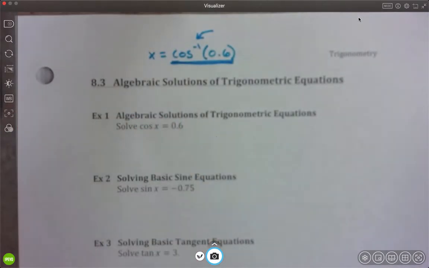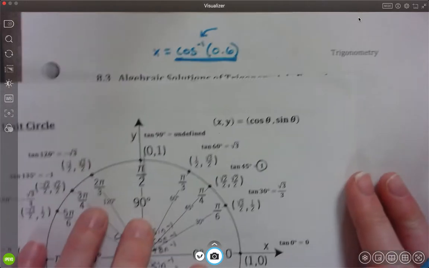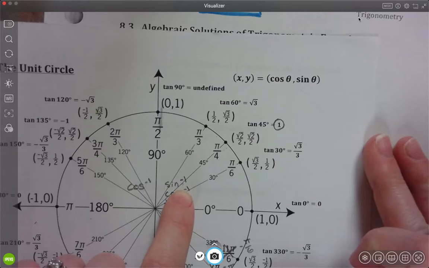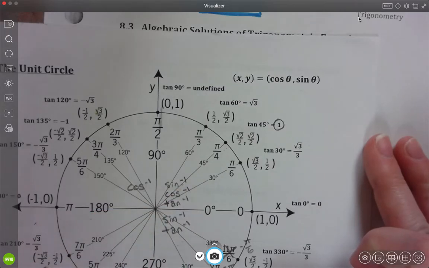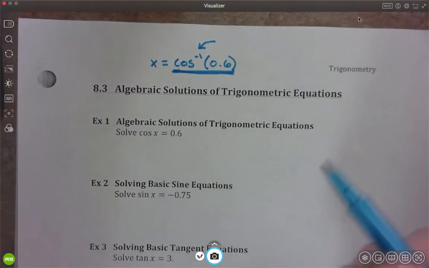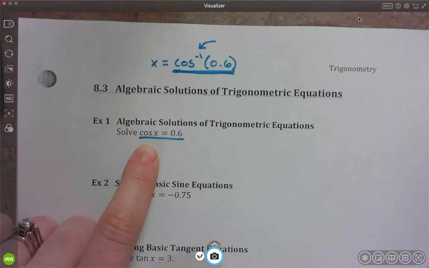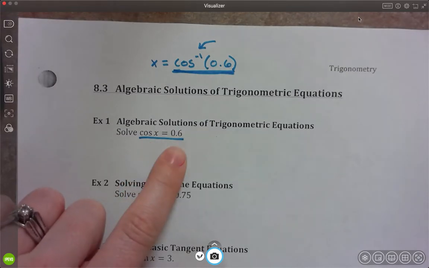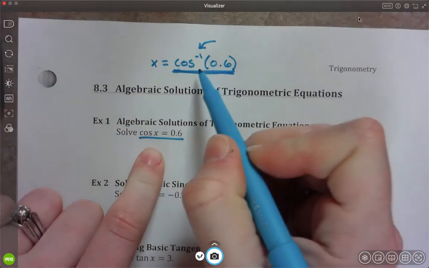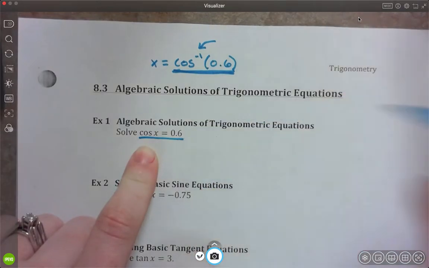And I told you before that inverse cosine only exists in the first and second quadrant, which is going to narrow your answers down so that you will only have one answer. Now, when they present it like this, where you're actually finding cosine of whatever value gives you 0.6, you will use inverse cosine to find the answer, but they do want both of the solutions.